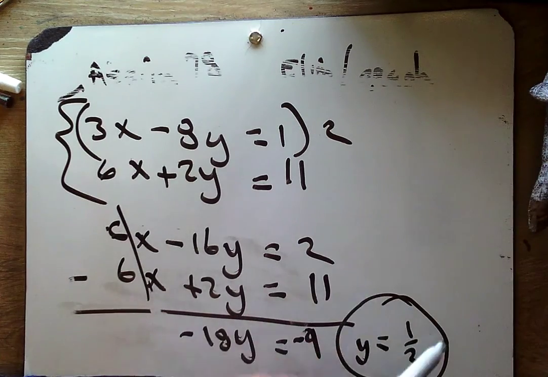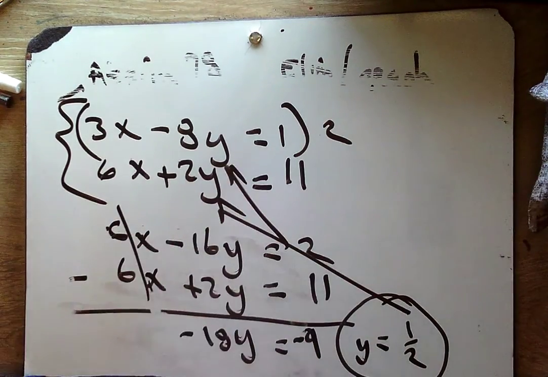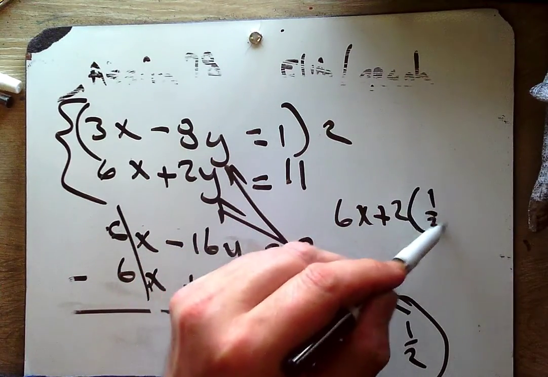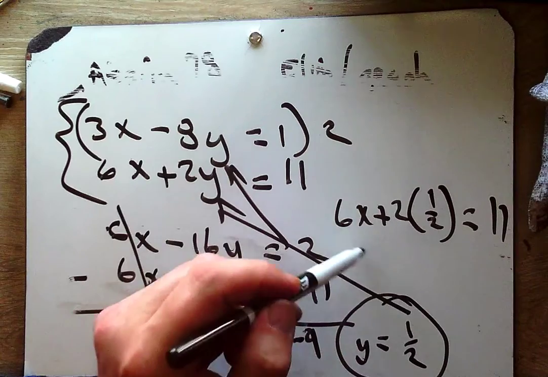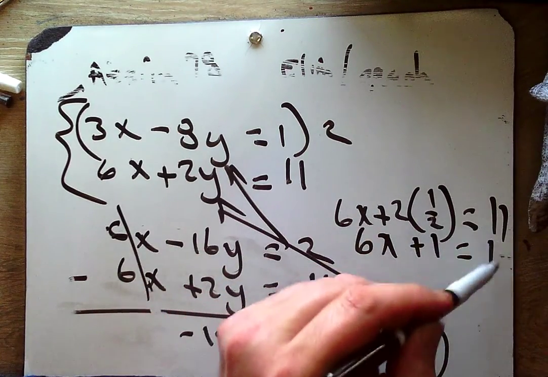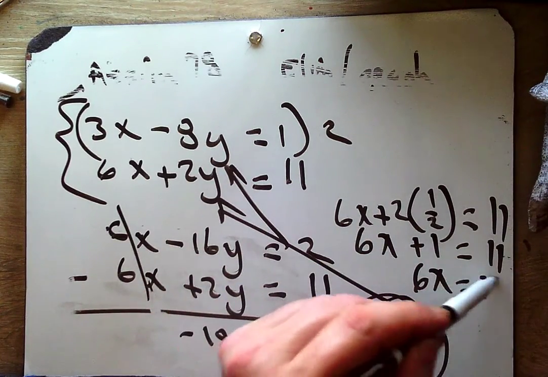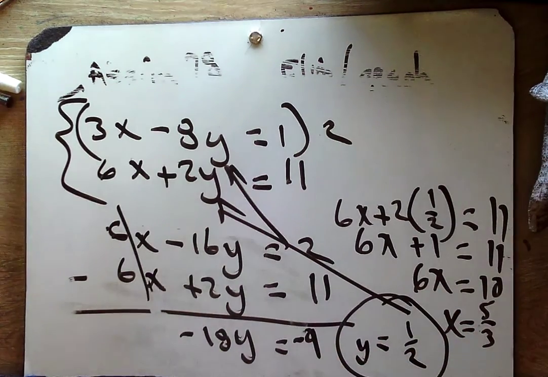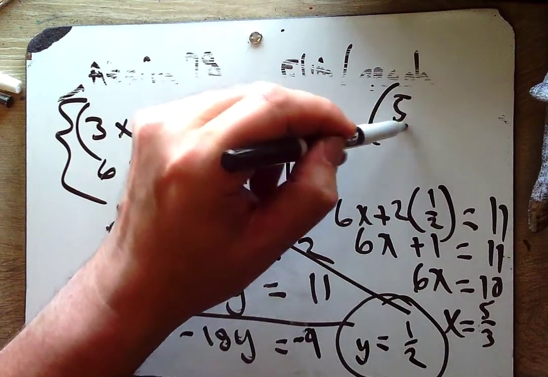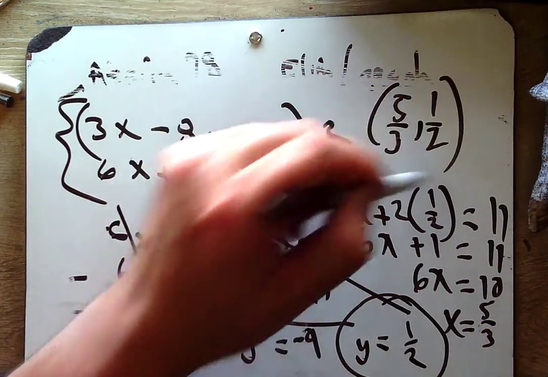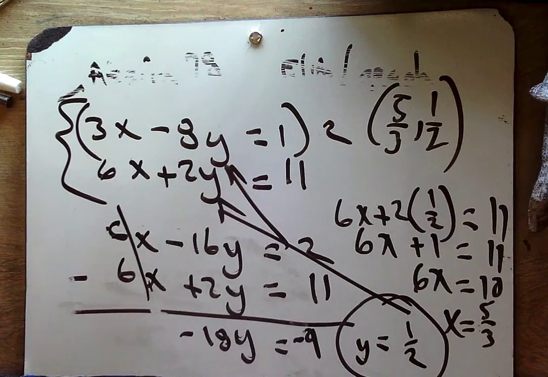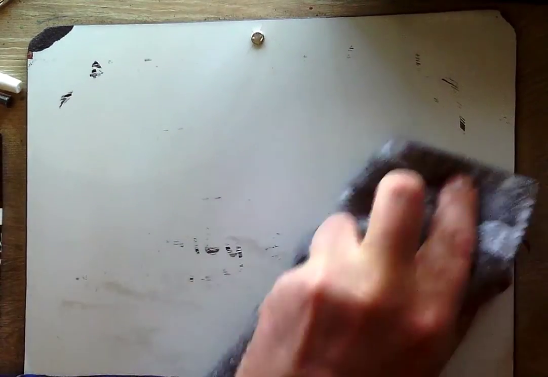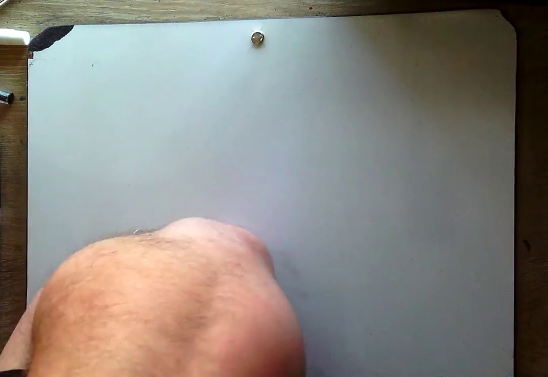No. I need to plug this back in to one of those equations. 6x plus 2 times 1/2 equals 11. 6x plus 1 equals 11. 6x equals 10. And so x equals 10 over 6 or 5/3. Please make sure you write this as an ordered pair so that we remember that solutions represent points of intersections on graphs. So I'd kind of like you to write your own system.